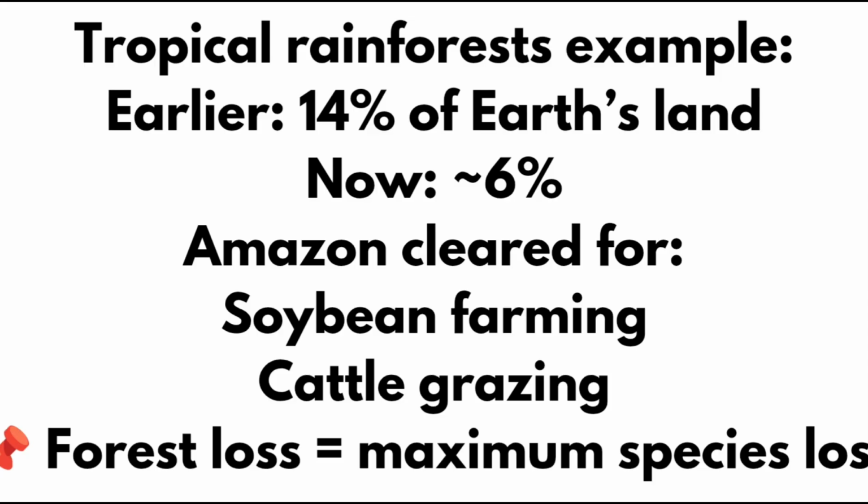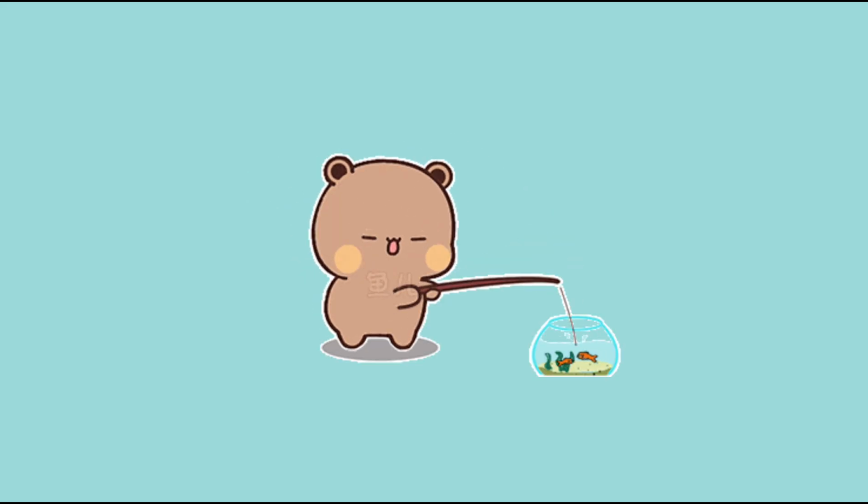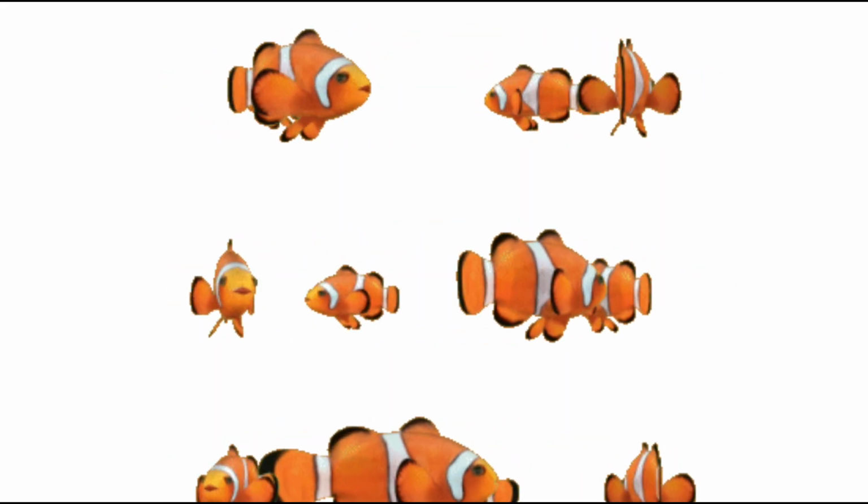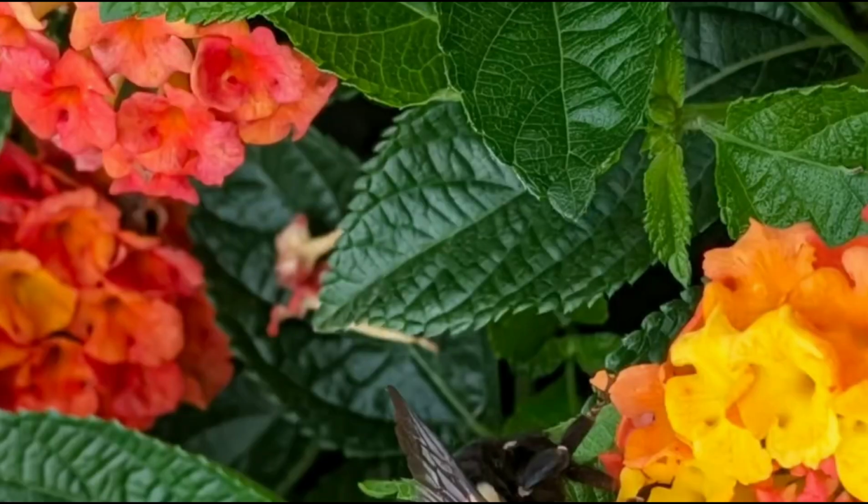Second, overexploitation, meaning humans harvest species faster than they can reproduce. For example, overfishing and overhunting. Overhunting causes extinction and overfishing causes collapse of fish stocks. Classical examples are the Steller's sea cow, which went extinct due to hunting, and the passenger pigeon, which went extinct due to mass hunting. Then next is invasive species invasion.